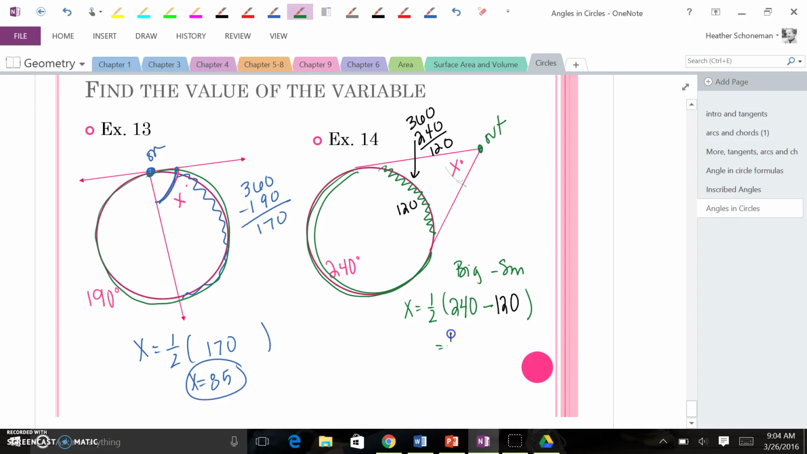So now when I subtract, I have 1/2. 240 minus 120 is 120. And then we get 60 degrees. Alright, now it's your turn. You can try these on your own on your homework.